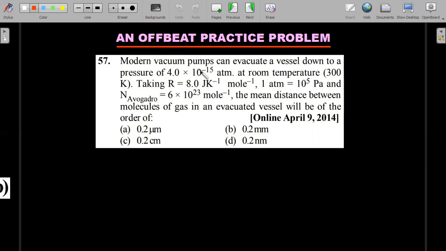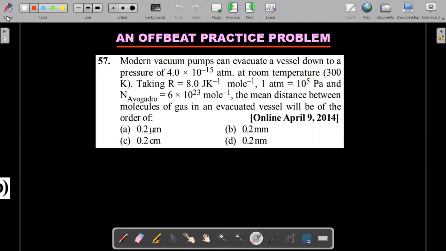Modern vacuum pumps can evacuate a vessel to a pressure. So I will leave this one for you. I think this is much simpler. You decide whether you want to attempt or not. I'll give you the key so that you can check it out. Right now, don't look at the screen. After attempting the question, because the order is being asked, then only check the key. So I'm presenting you the key of the question. Okay, so let's move forward.